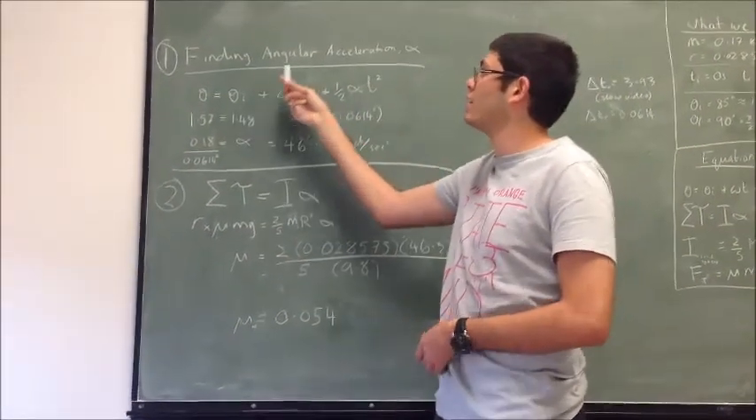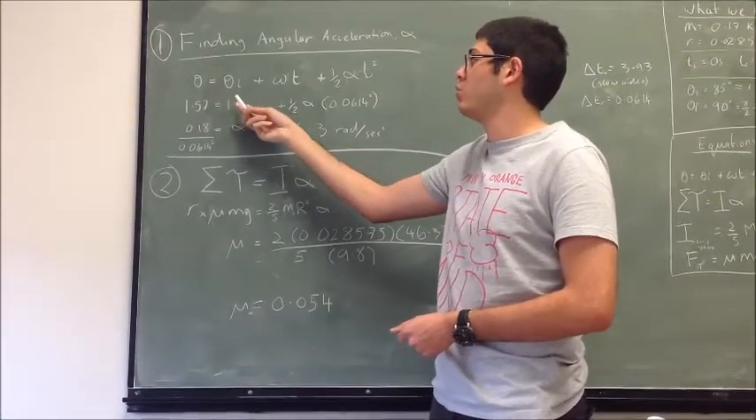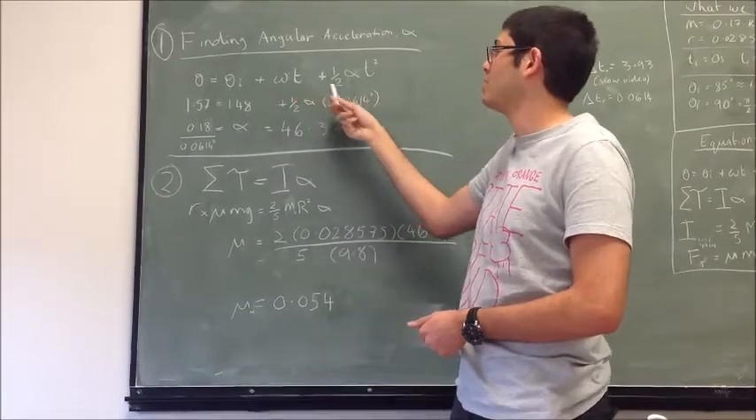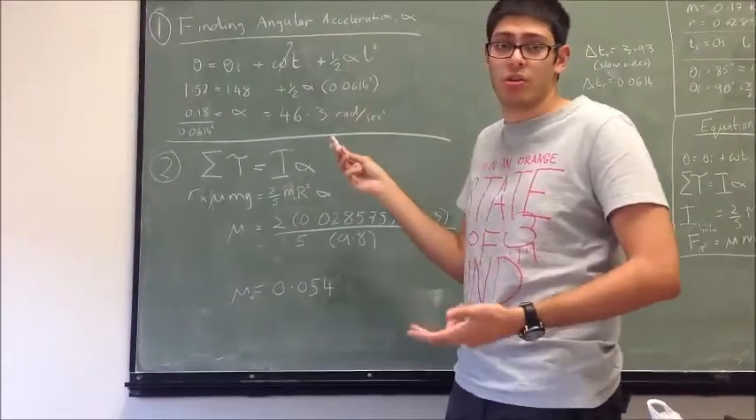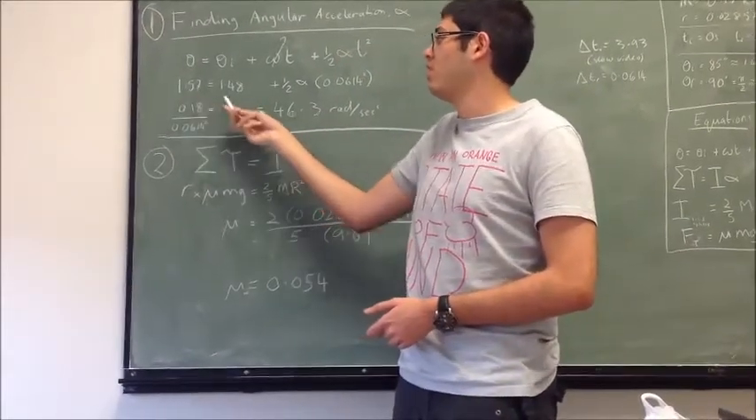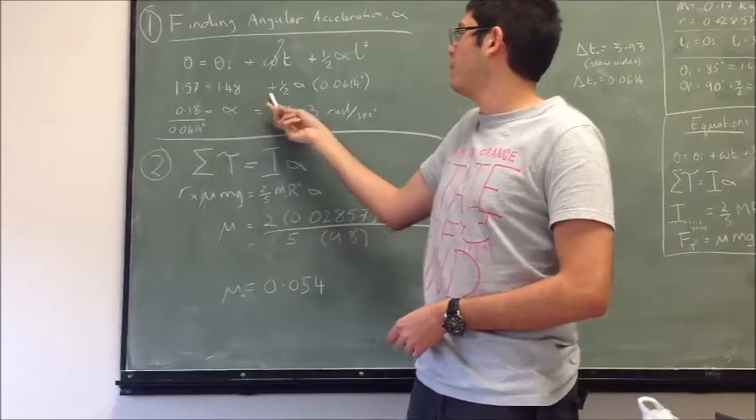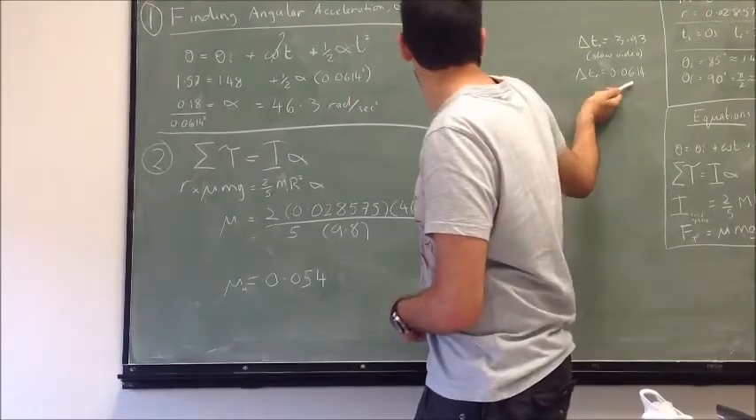Moving on to the actual solutions. The first thing we had to do was find the angular acceleration. Using the first equation we wrote down, theta final equals theta initial plus omega t plus half alpha t squared, we know that omega t goes to 0 because there's no initial angular velocity. Our final theta was 1.57 and our initial theta was 1.48, plus half alpha, and then our final time, which is 0.0614, squared.